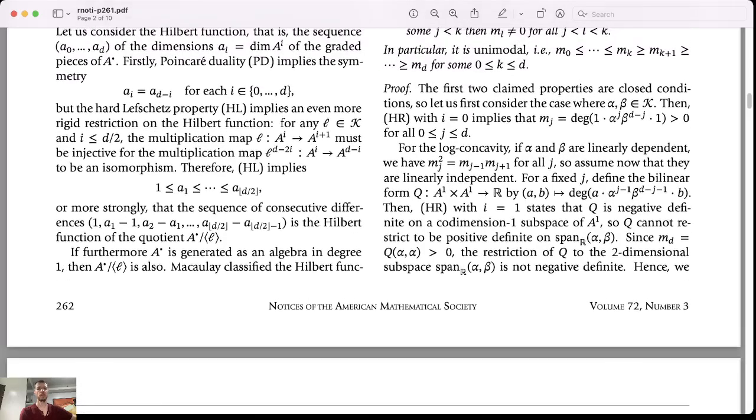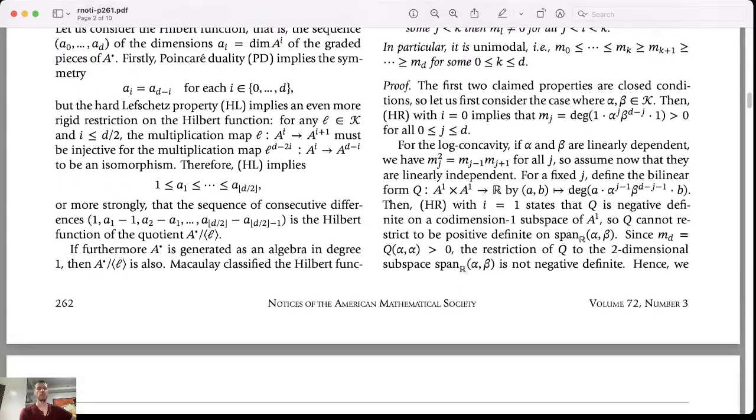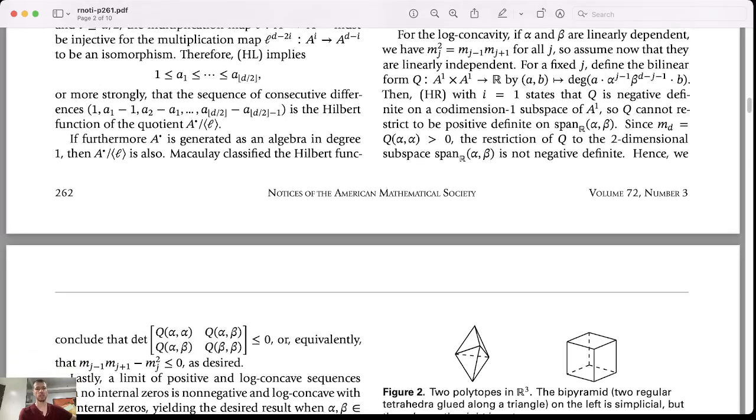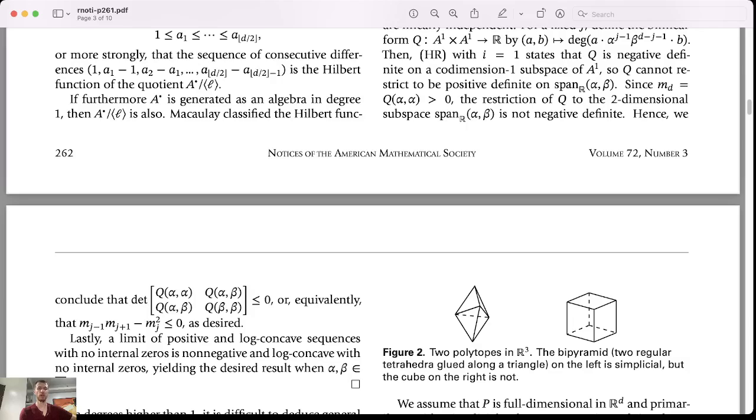Therefore, the Hard-Lefschetz property HL implies 1 ≤ a_1 ≤ ... ≤ a_{⌊d/2⌋}, or more strongly, that the sequence of consecutive differences 1, a_1 − 1, a_2 − a_1, ..., a_{⌊d/2⌋} − a_{⌊d/2⌋−1} is the Hilbert function of the quotient A^• mod the ideal generated by L. If, furthermore, A^• is generated as an algebra in degree 1, then A^• mod the ideal generated by L is also.